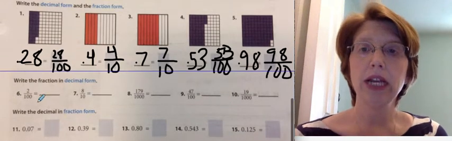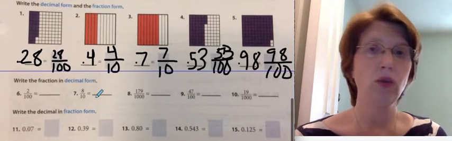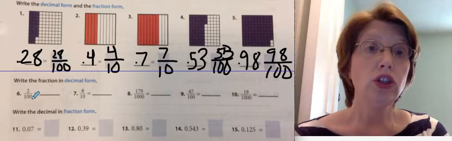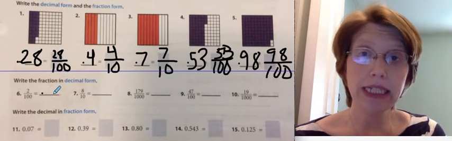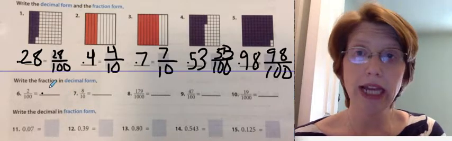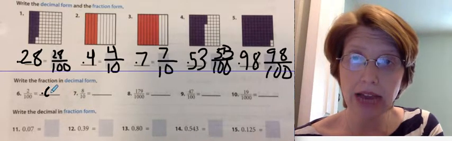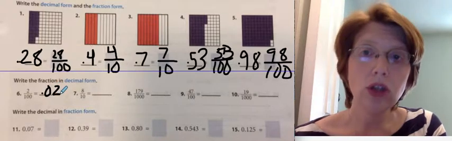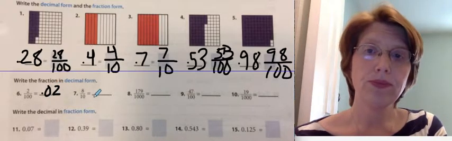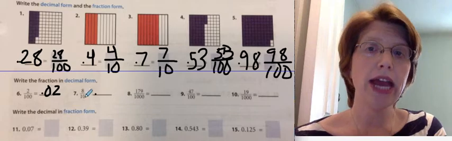Okay, now we're going to change the fraction to decimal form. 2 out of 100. If it is coming out of 100, that means it needs to be in the second place, right? So if it's in the second place, I have to fill in a 0 and then put the 2. 2 hundredths. I'm going to put my decimal here, 8/10.